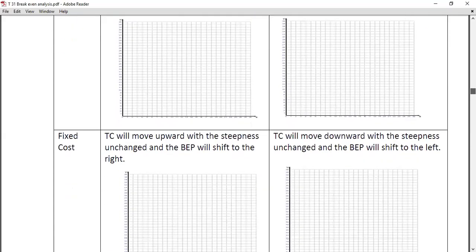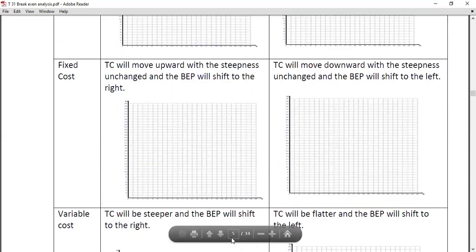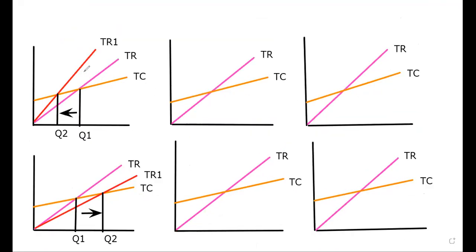Now we are going to the second scenario. Sir? The fixed cost. Yes. Could you go back to the other diagram? Yeah. Now, selling price increases. This is the first one to write down. Selling price increases like this, you can draw like this. Break-even quantity will decrease. Selling price decreases, break-even quantity will increase. Okay.